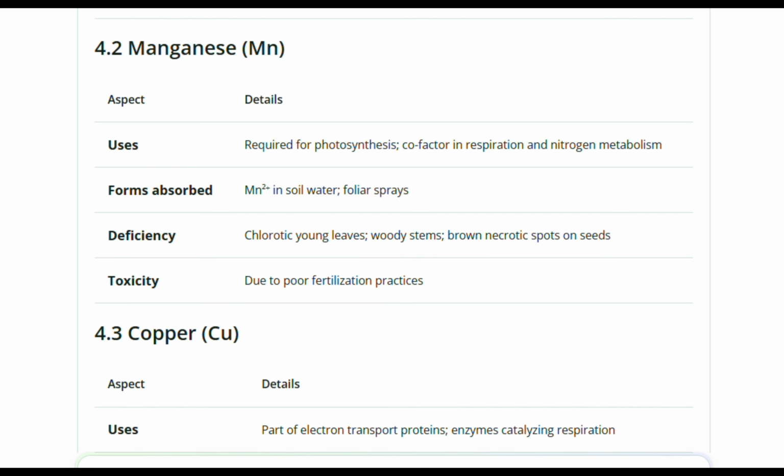Manganese. It is required for photosynthesis, and it is a cofactor in respiration and nitrogen metabolism. The form absorbed is Mn2+ in soil water, and in foliar sprays it will be what?